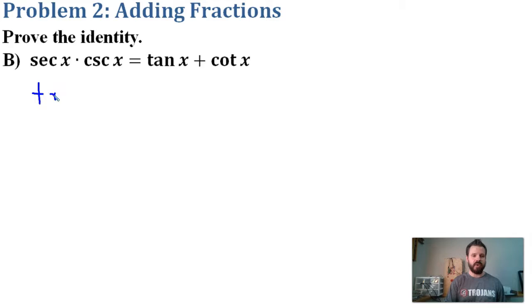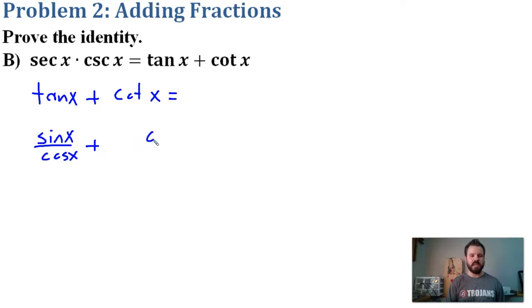So I'm going to start off with tangent x plus cotangent x. Okay, I can rewrite that in terms of sines and cosines. I can say tangent is sine x over cosine x. Okay, plus, I'm going to leave some space here so I can multiply. Cotangent, we can say, is cosine x over sine x.